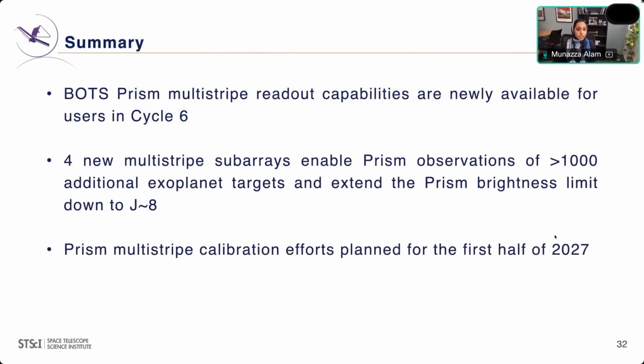So in summary, BOTS PRISM multistripe readout is newly available in cycle 6. We are offering 4 new multistripe subarrays, which enable PRISM observations of over 1,000 additional exoplanet targets, and this extends the PRISM bright limit down to J magnitude of about 8. And multistripe calibration efforts for PRISM are planned for the first half of 2027.